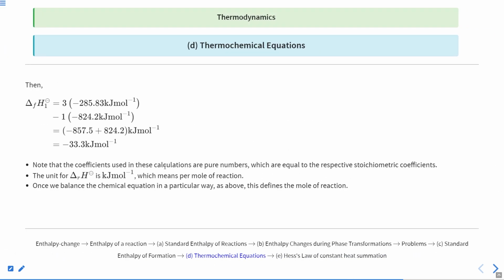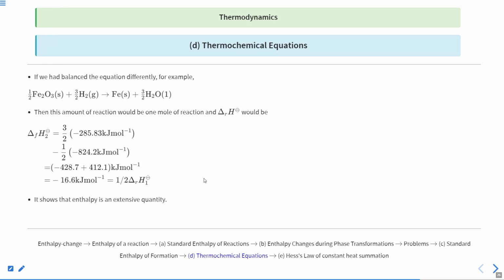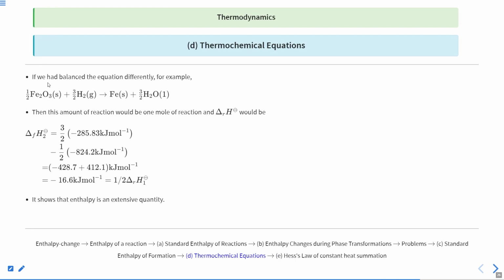Note that the coefficients used in the calculation are pure numbers which are equal to the respective stoichiometric coefficients, as you know already. And the unit of delta RH is kilojoule per mole, which means per mole of reaction. Okay, now suppose we have one more reaction.